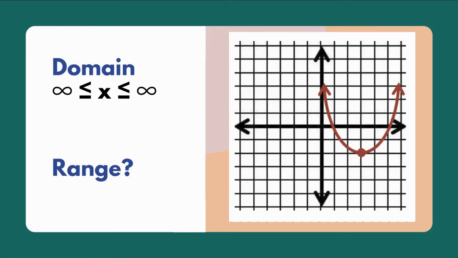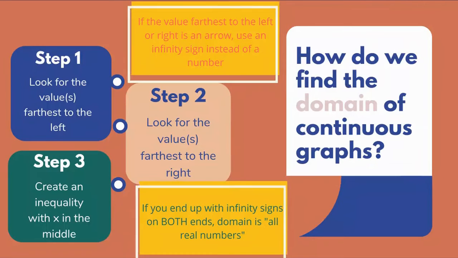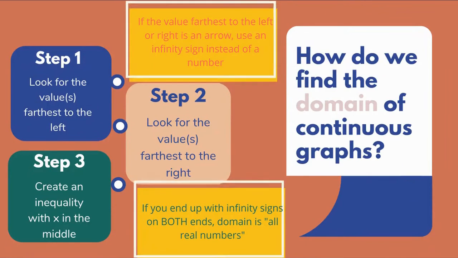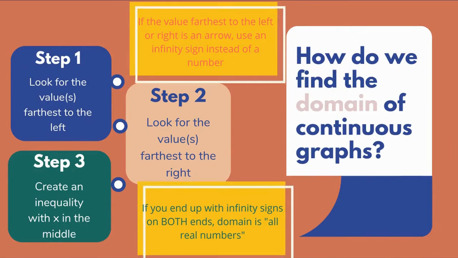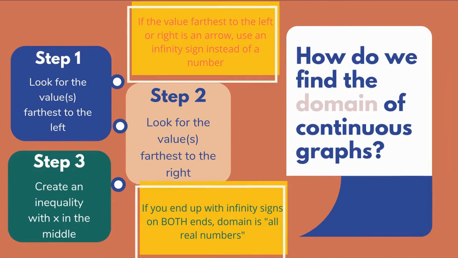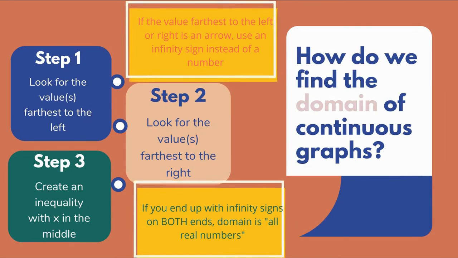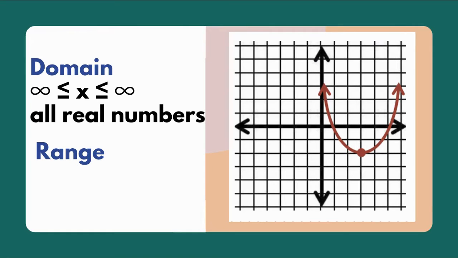I also notice that because those arrows will go on forever, I have a line underneath my inequality symbol. But if we end up with an arrow on both sides of our inequality, then rather than saying that we have infinity on both sides, we will instead say that our domain is all real numbers. So our domain is all real numbers. And this would be true if this happened for our range as well. If we ended up with infinity signs on both sides of our range, we would also say that the range is all real numbers.